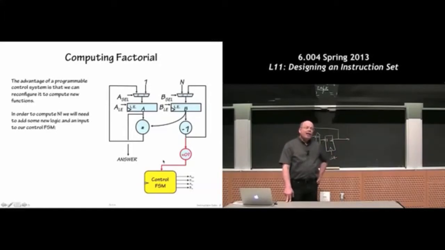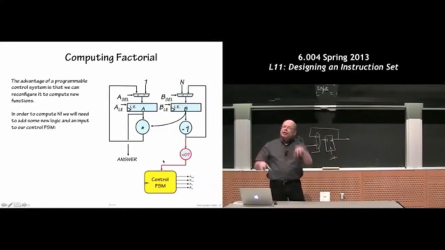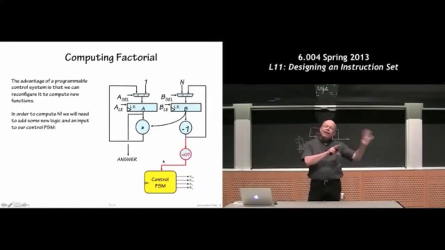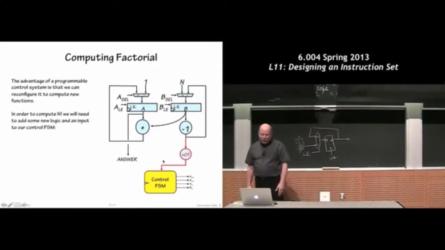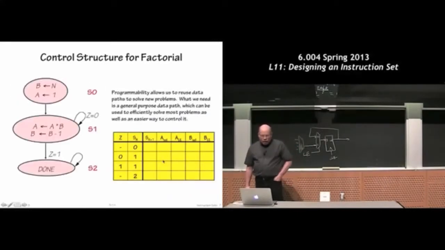And so this combination of not only generating control signals, but listening carefully to the status of the data path allows us to perform a wide range of data-dependent computations, which is really what your computer is all about. This is a very, very simple example of control signals going to the data path and status signals coming back. So what we're going to do is to actually compute factorial.